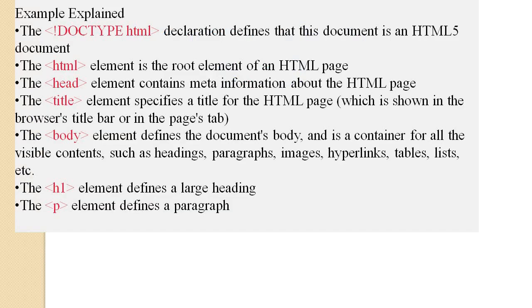For the example, the declaration defines this document. The element is the root element of the HTML page. Head contains the meta information about the HTML file. The title element displays the title for the HTML page, which is shown in the browser title bar or in a page tab. The body element defines the document body and is a container for all the visible content, such as headings, paragraphs, images, hyperlinks, tables, lists, etc. The H1 element defines a large heading. The P tag defines a paragraph.